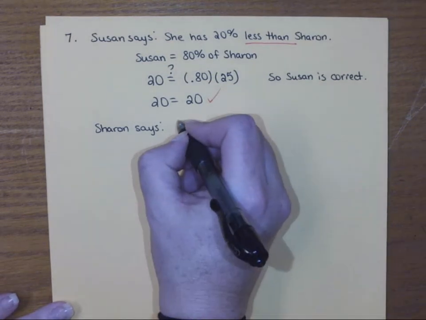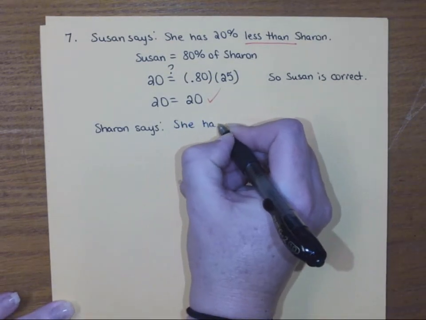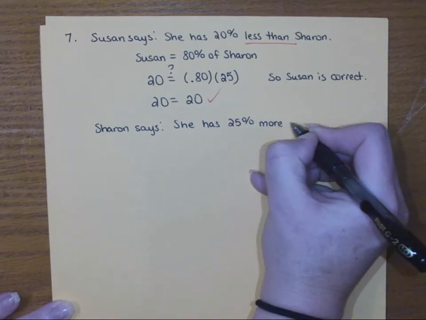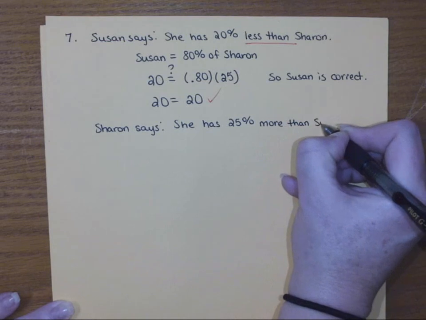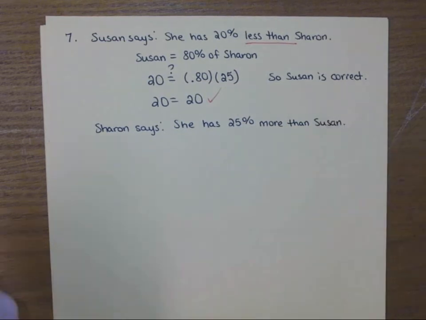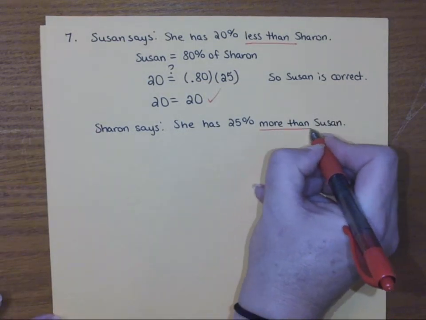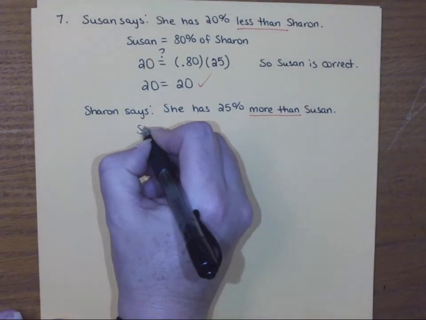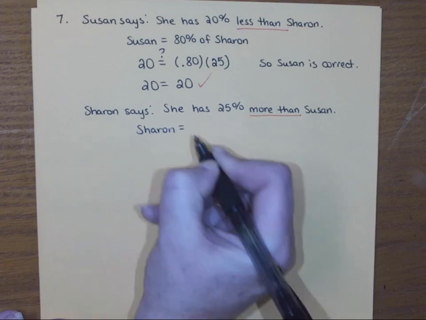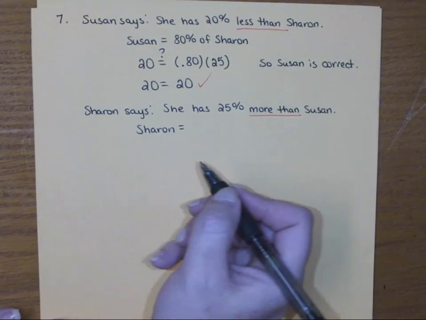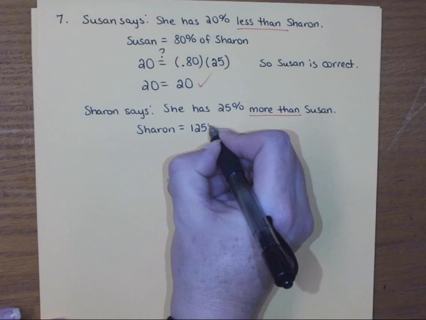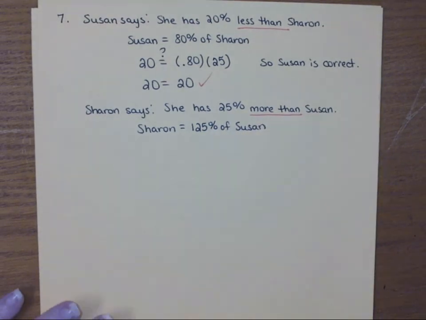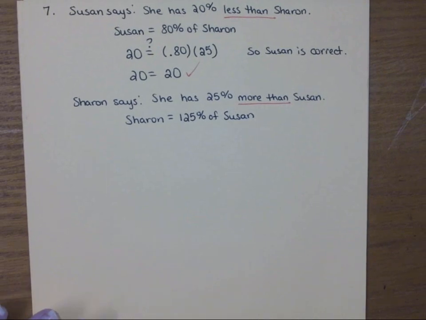So this is what Sharon says. She says that she has 25% more than Susan. Remember, we handle more than problems by adding the percentage to 100, right? So if I had to write a mathematical sentence, Sharon's saying that her money is 125% of Susan's. How did I get 125%? Because I added 25% to 100%, right?